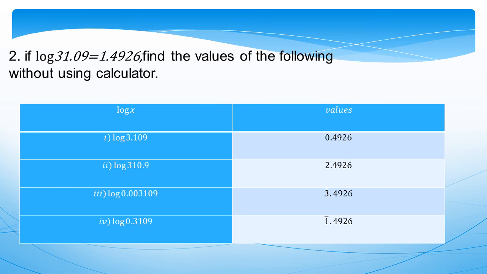In the third part, logarithm of 0.003109. Now moving decimal from left to right, so the characteristic is 3 bar, 0.4926 as it is. In the fourth part, logarithm of 0.3109. Now decimal moves from left to right after 3, so the characteristic is 1 bar, 0.4926 as it is.